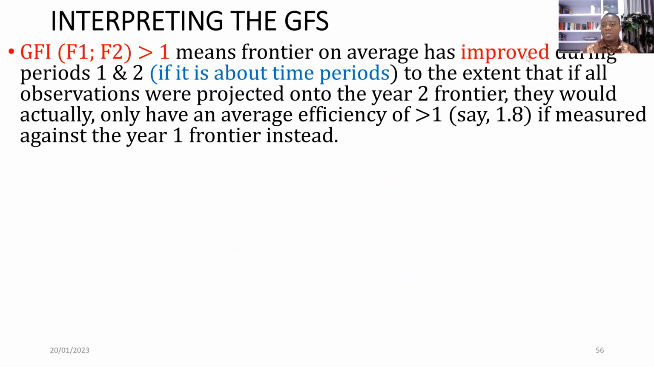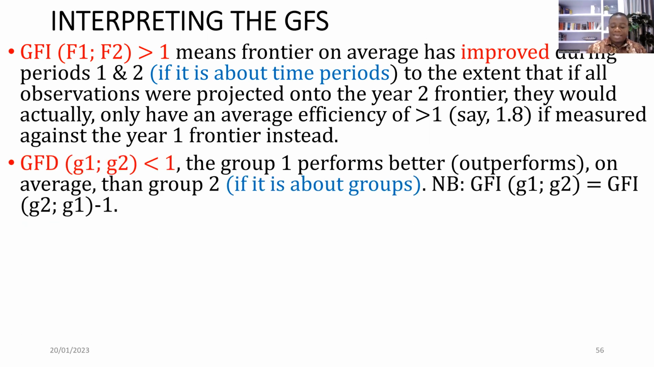So let's try to see how you interpret the score. This is the most difficult part in the estimation of the global technological change or the global frontier shift. Remember, it can be about differences between time periods, and it can also be about differences between groups. So I'm going to give you how to interpret both of them. Let's start with the time first.